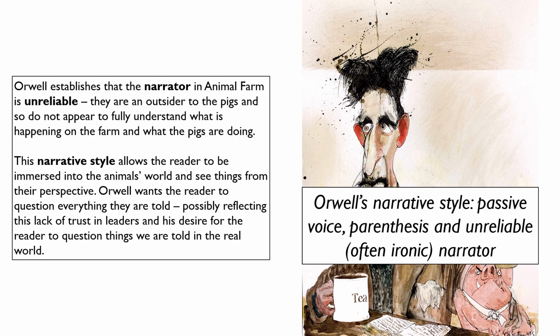Orwell establishes this unreliable narrator to show us that they're an outsider to the pigs. This narrator is not able to fully understand what's happening on the farm and what the pigs are doing. And by doing this, the narrative style allows us, the reader, to be completely immersed in their world and see things from the animals' perspective, not the pigs' perspective, but the other animals. Now, Orwell wants us, the reader, to question everything the animals are told. That reflects his lack of trust in leaders and his desire for us, the reader, to question what we're told in the real world by leaders.